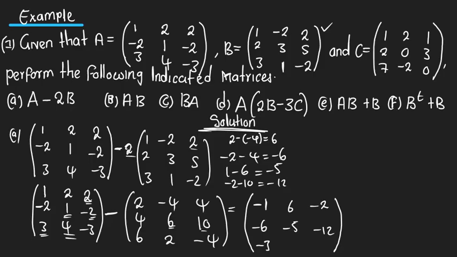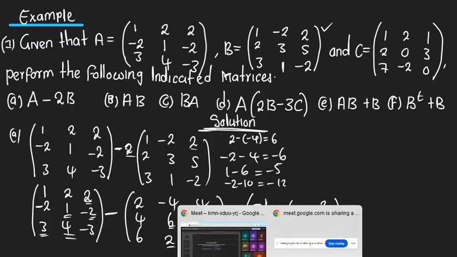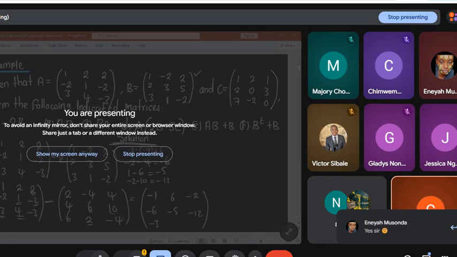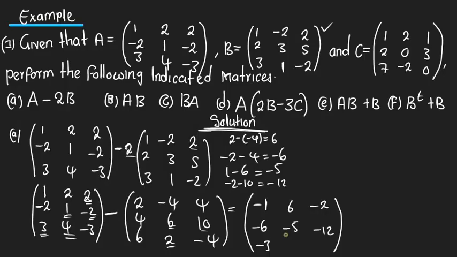4 minus 2. Yes, please, someone has got a question. Okay, good. Okay, 4 minus 2. This is like a 2. Negative 3 minus negative 4. Negative 3 minus negative 4. This is going to be like minus 3 plus 4, which is giving us positive 1.